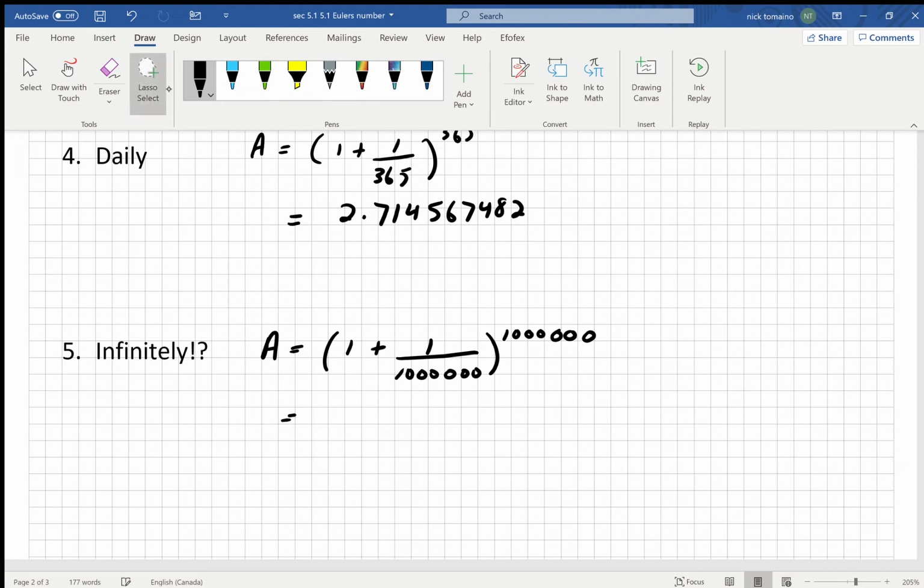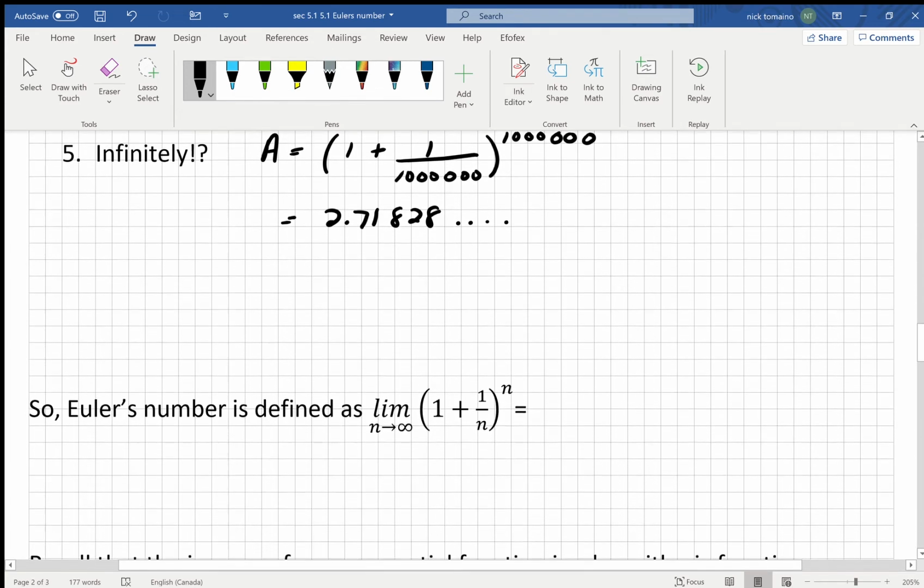And this is equal to 2.71828... keeps going. Now if we notice, daily is $2.71, and if I go a million times, it's actually $2.72 to round it, but it's pretty close, right? So as you see there, it grows quickly and then it levels right off. And this number here is actually the number called Euler's number.